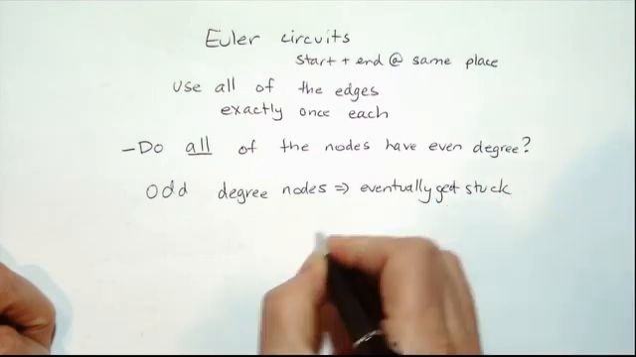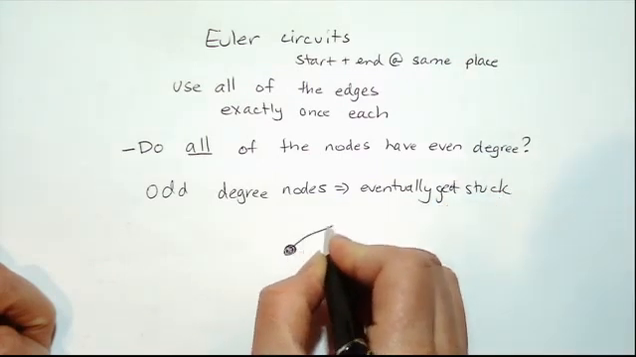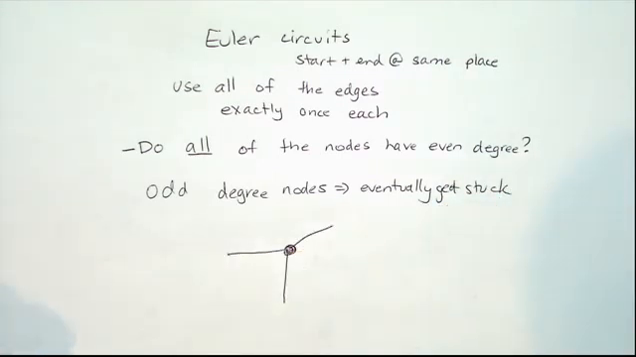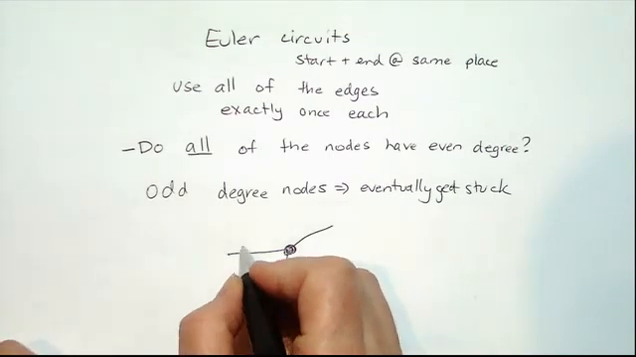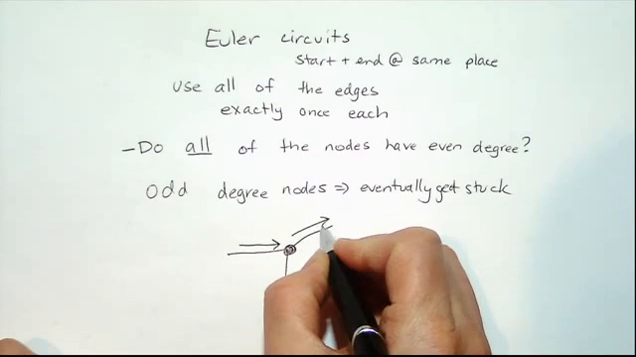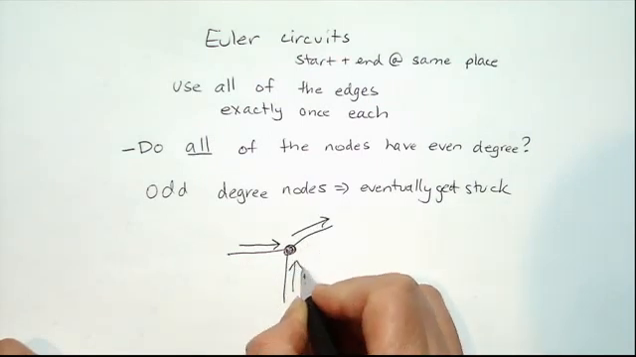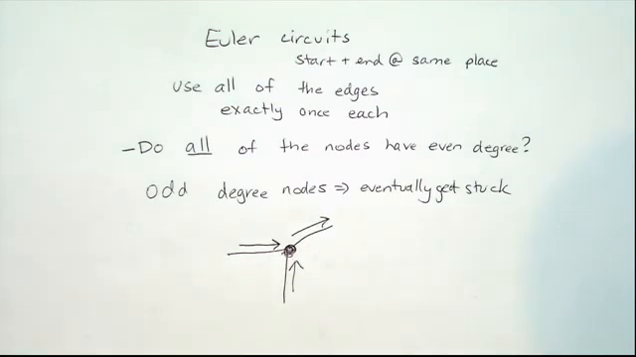So let's just draw a little picture of that. So if I have a degree 3 node, then no matter what happens, if I get there and I leave, then somehow if I get back there, then I'm stuck there. I can't leave again because I'm only supposed to use each edge one time. And I've already used all of the edges adjacent to that, and now I'm stuck there and I can't leave. So we can't have any odd degree nodes, otherwise we'll get stuck.